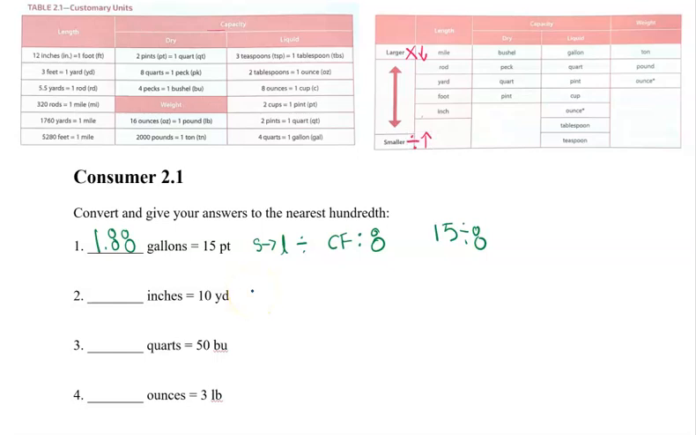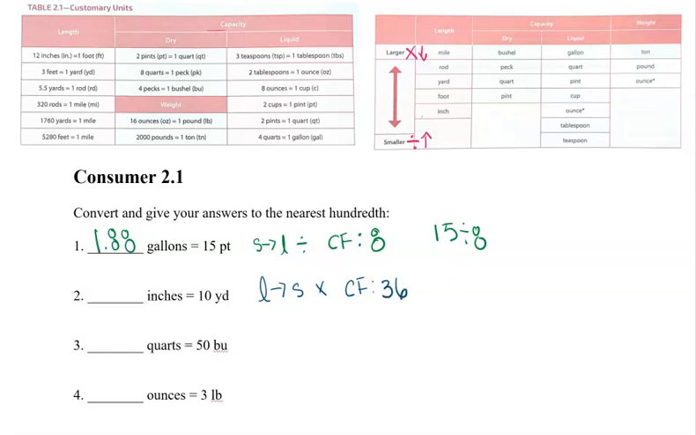Now let's look at number 2. We want to know how many inches are in 10 yards. Because we're going from yards to inches, we're going from larger to smaller, so we're going to multiply. So we're going to look on the left side of the left chart to figure out our conversion factor. We see that there are 12 inches in 1 foot and 3 feet in 1 yard, so we multiply 3 times 12 to get 36. So our conversion factor is 36.